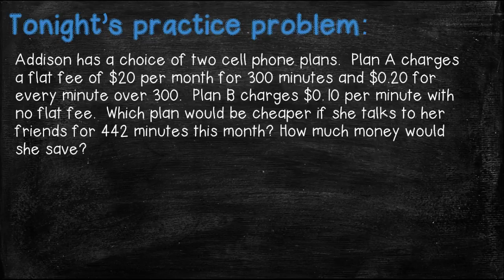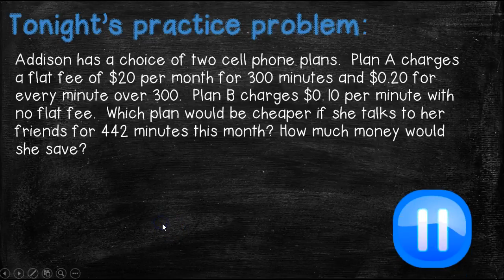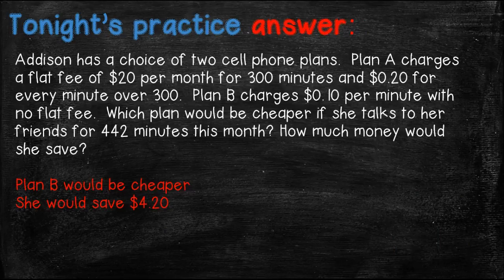This is a real life problem, something that you are going to be facing as you get older. So it's why it's really important that we know how to solve these multi-step word problems. Go ahead and pause the video and come back for the answer. Coming back in 5, 4, 3, 2, 1. Okay, your answer here is Plan B would be the cheaper plan, and she would save $4.20.